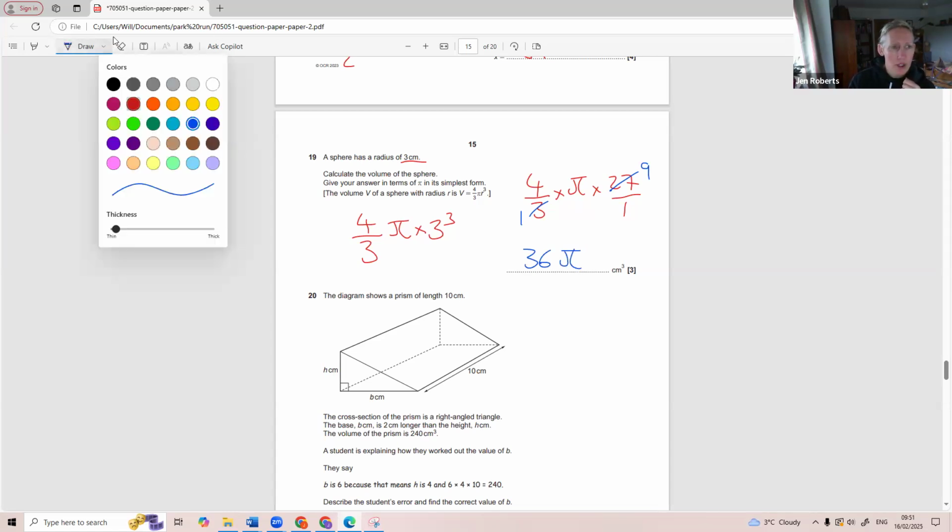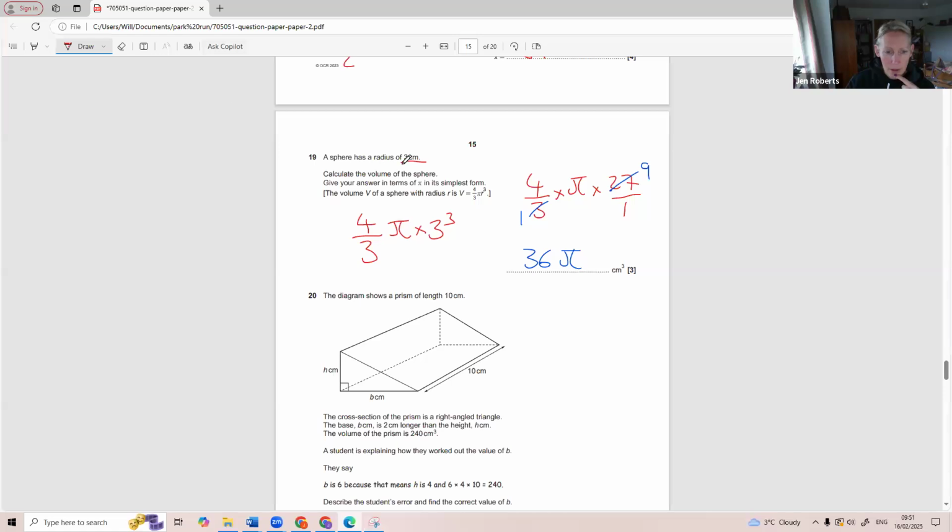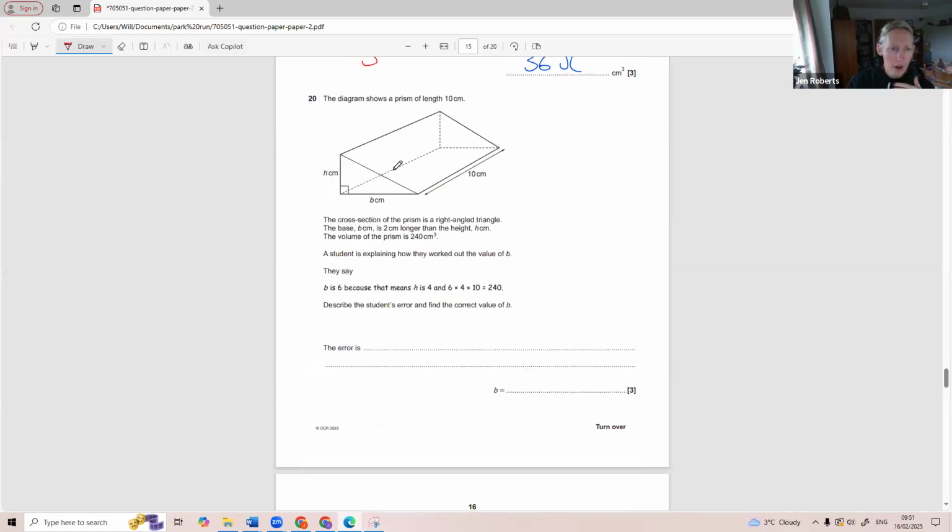Now, these are the questions that now appear in the higher exam as well. Anything on from here is quite difficult.